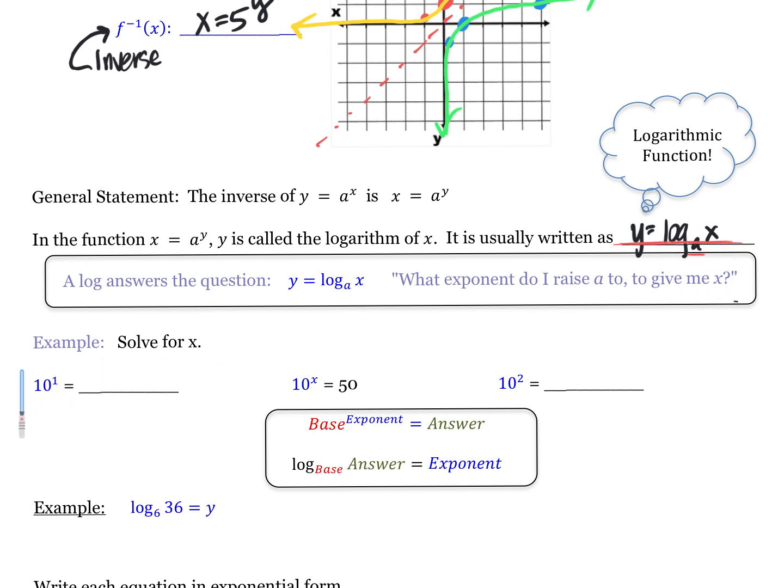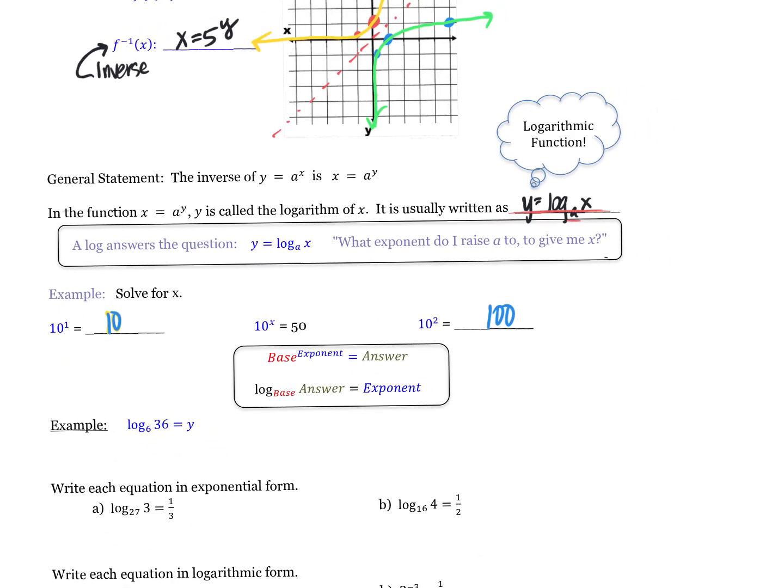What's 10 to the first? 10. What's 10 to the second? Well, 100. So this is the question: 10 to what power would get me 50? Let's try.